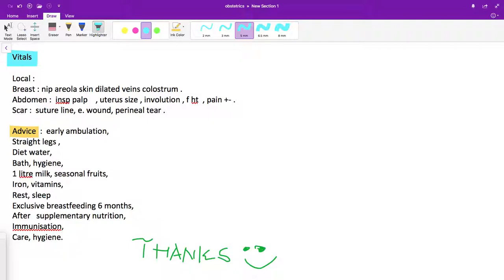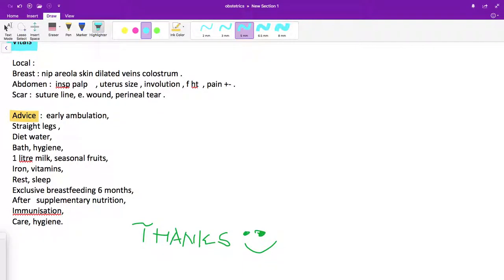Then BP, pulse, and respiratory rate. Also, you can write the type of respiration. Is it abdominal, thoracic, or thoraco-abdominal? And the temperature is very important because in puerperal sepsis, usually the patient is having a high grade fever. So whether the patient is febrile or afebrile, that too you have to record.